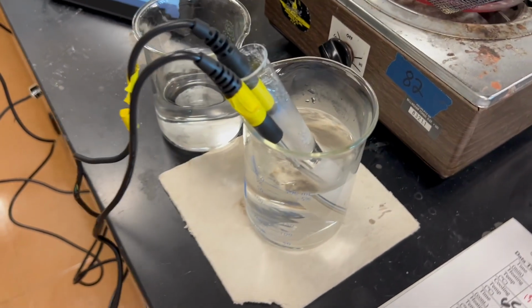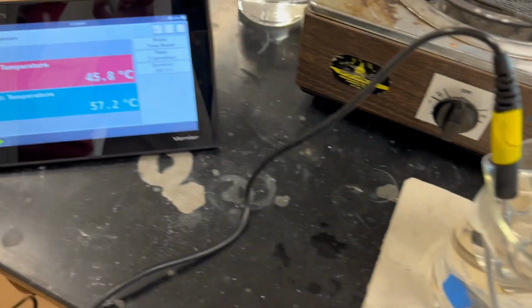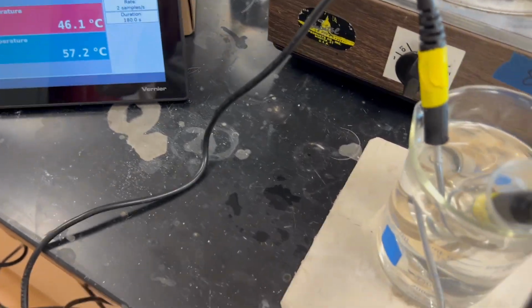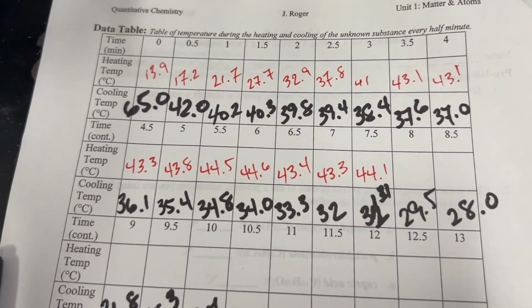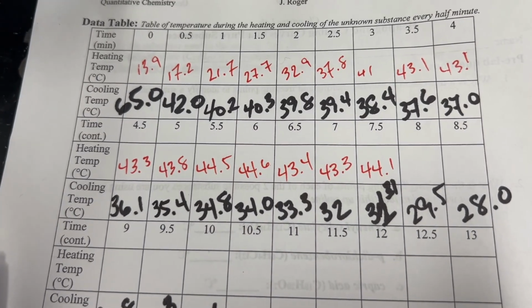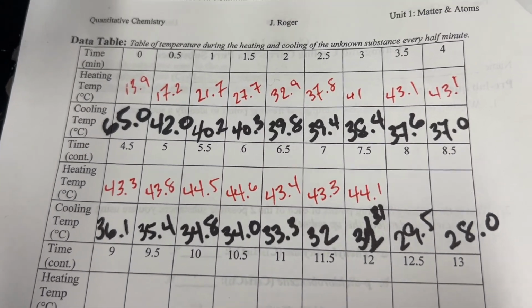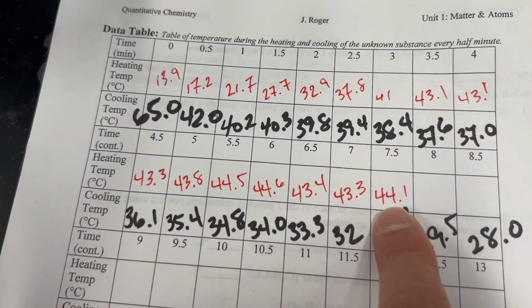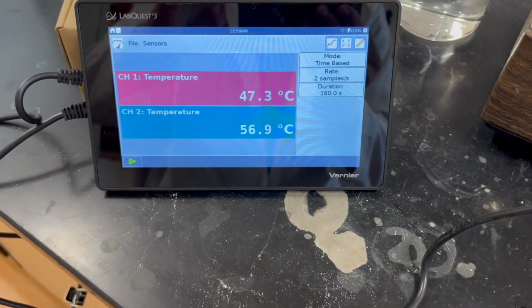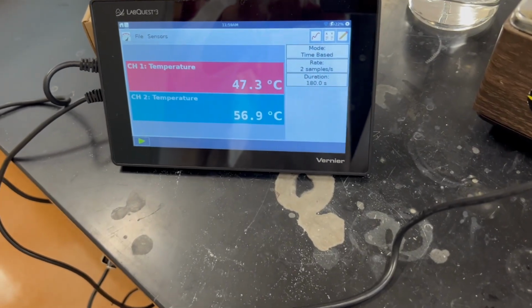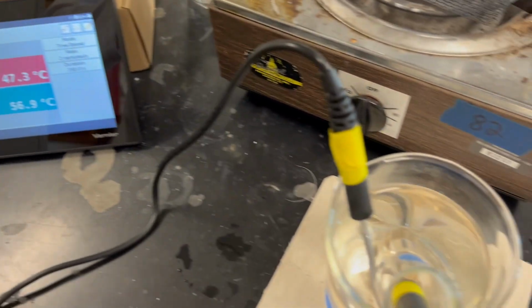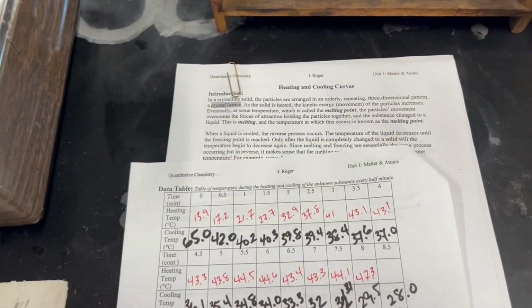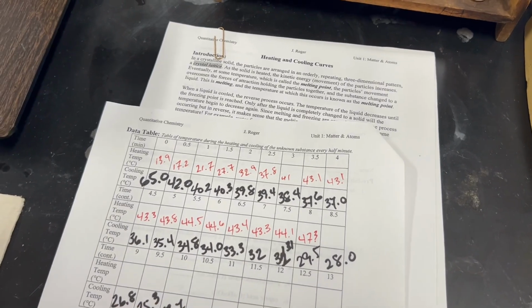The substance is still solid. After 7.5 minutes, for the past 3 or 4 minutes, we've stayed around 44, but now our next measurement is 47.3. So it seems like the temperature is now kicking back up again.